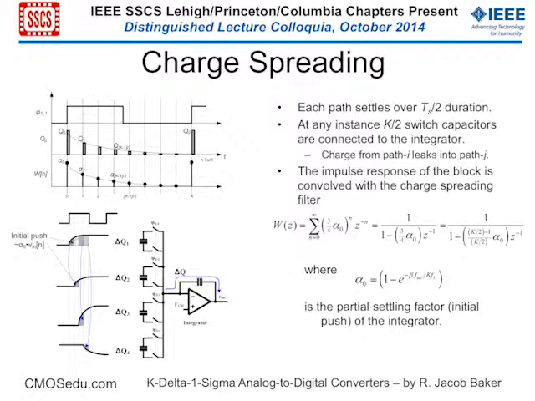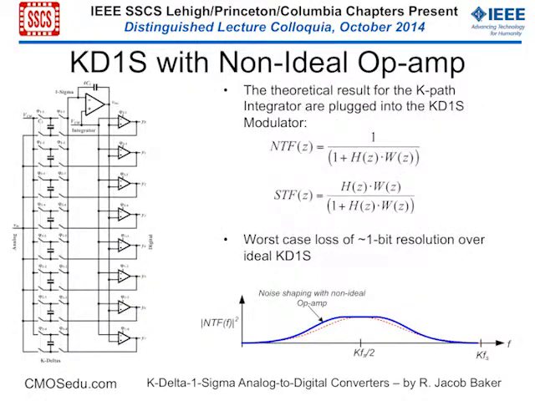Actually, I had a student do a PhD on this, and he came up with this. So anyway, you'll see here what happens when you have a non-ideal op-amp and also non-ideal spreading of the charge in the feedback paths. And just as you'd expect, the noise doesn't follow the ideal, it starts to rise up.